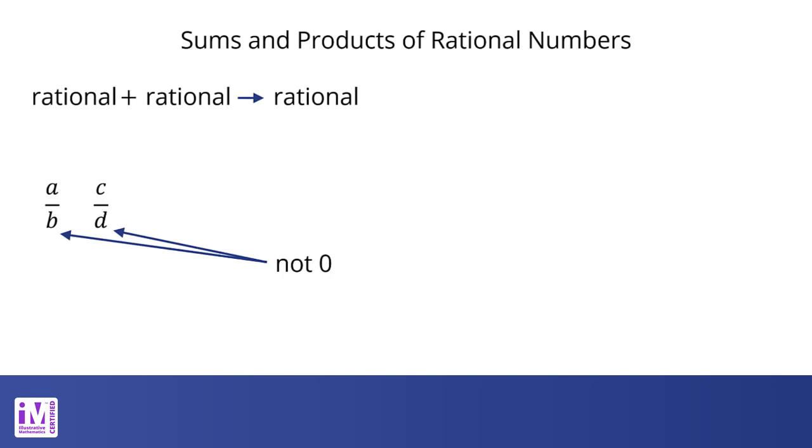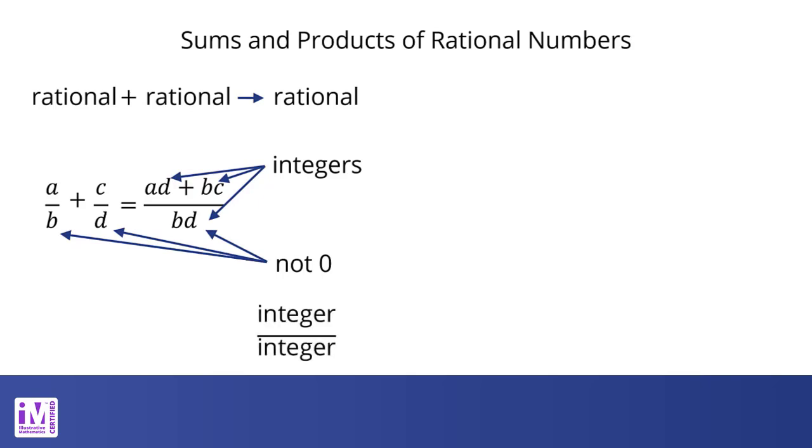The sum of a over b and c over d is ad plus bc all over bd. The denominator is not 0 because neither b nor d is 0. Multiplying or adding two integers always gives an integer, so we know that ad, bc, ad plus bc, and bd are all integers. If the numerator and denominator are integers, then the number is rational.